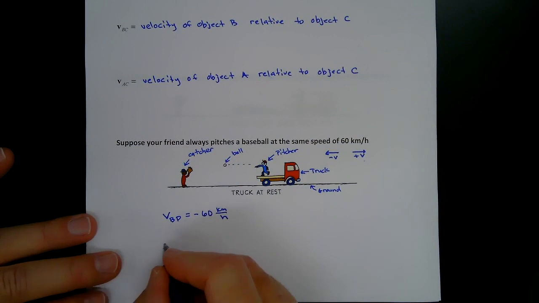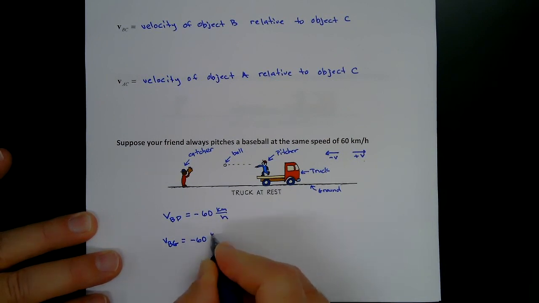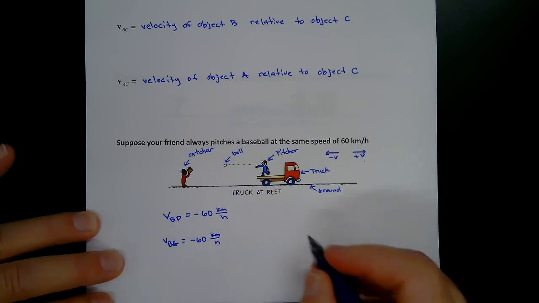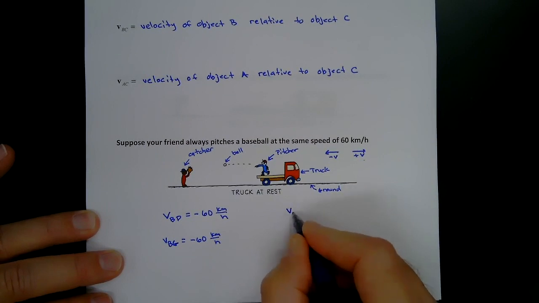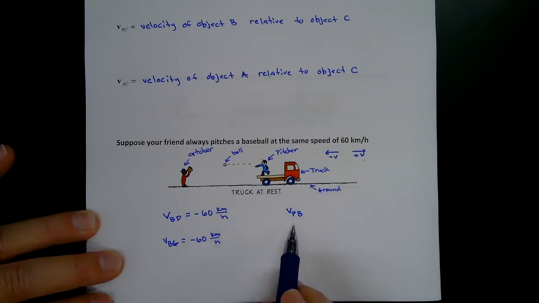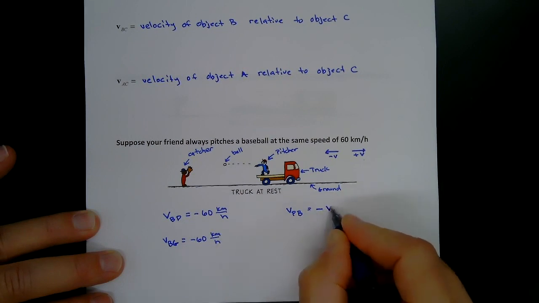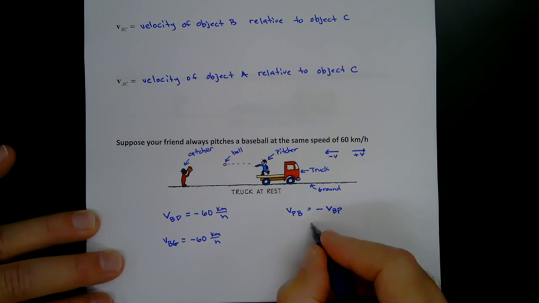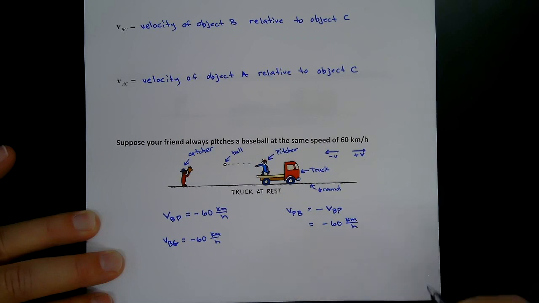So we could also say the velocity of the ball relative to the ground is also equal to negative 60 kilometers per hour, which means we could find the velocity of the pitcher relative to the ball. Okay, so the velocity of the pitcher relative to the ball, and sometimes we're going to be given this, but we need this one. Okay, so because we're switching these, that's just the negative of the velocity of BP, which turns out to be negative 60 kilometers per hour.